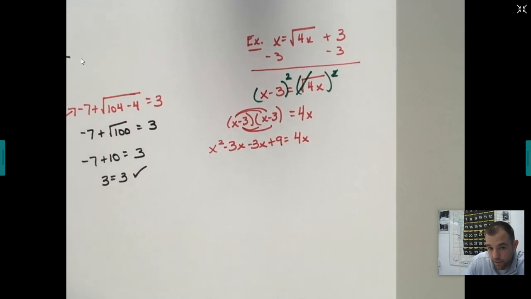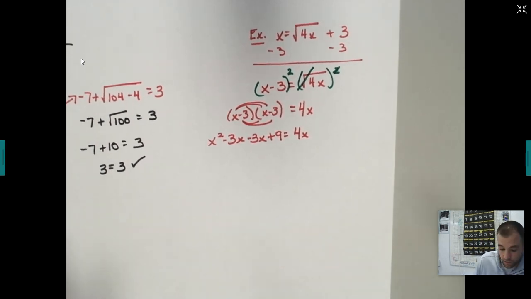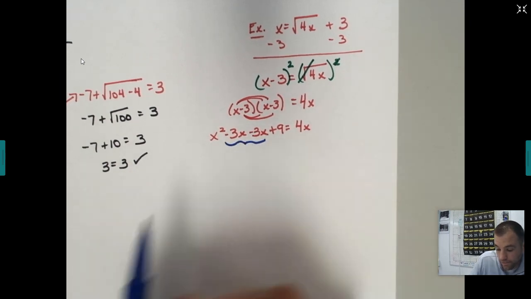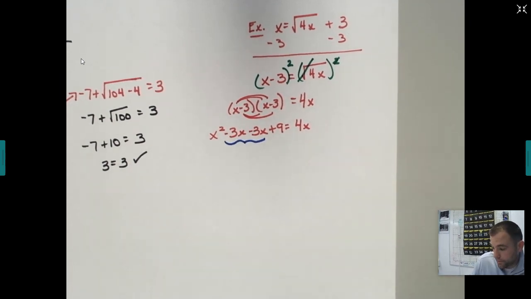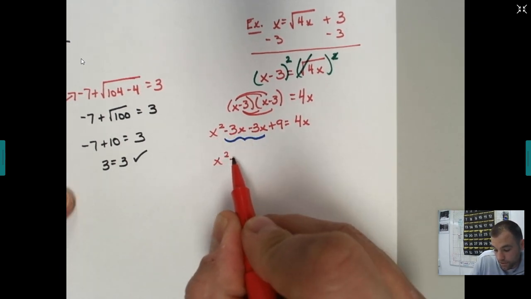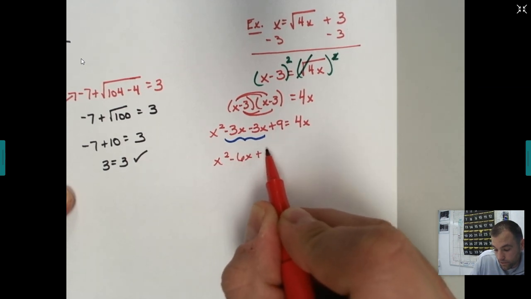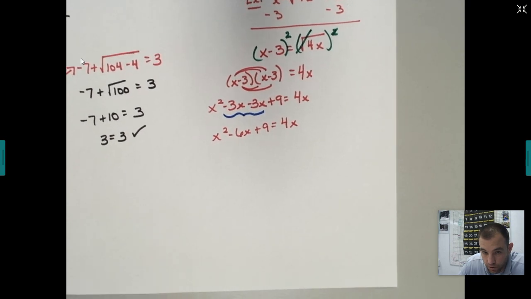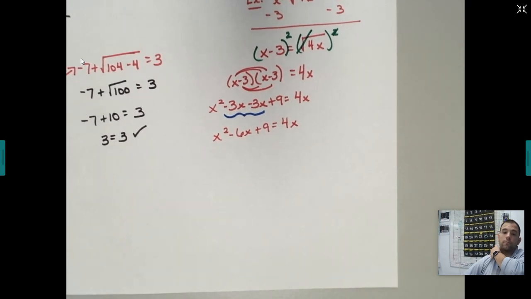So I have to distribute and multiply. And now these two in the middle are like terms. So the x squared is going to stay the same. Negative 3 minus 3 is negative 6x, plus 9 equals 4x. All right? But we're still not done because we have to solve this. Our goal is to solve for x.